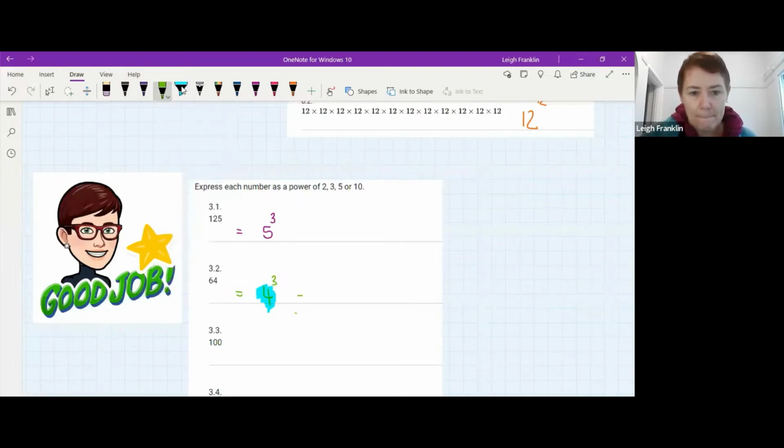Ma'am, I don't understand. Okay, so in other words, 64 can be written as 4 to the power of 3. It can also be written as 8 to the power of 2. I'm just asking you the different ways I can write it. So I can write it as 8 to the power of 2, but I can also write it as 2 to the power of something. Does anybody know? 2 to the power of what? Devon?